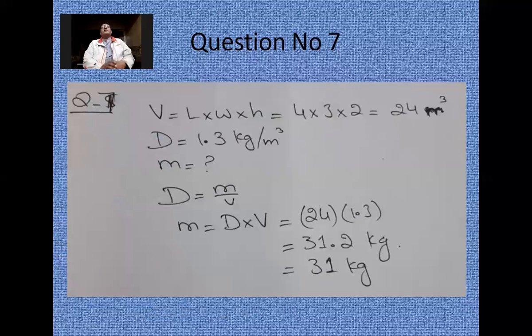That's question number 7. First of all, I will find the volume of the air in that room. Whatever is the volume of the room, same is the volume of the air. So we will have length into width into height, that is 4 into 3 into 2, which is 24 meter cube. The density of the air is 1.3 kg per meter cube. Density is equal to mass divided by volume, so mass will be equal to density multiplied by volume. So 24 multiplied by 1.3 will be 31.2 kg, which is approximately 31 kg.